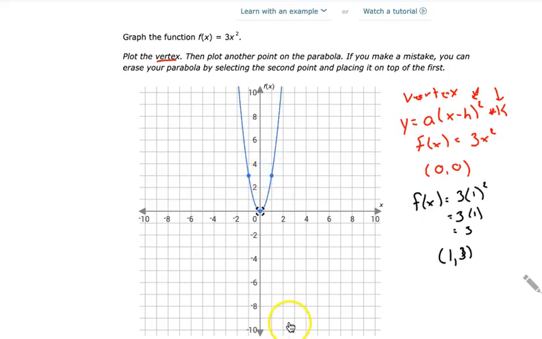Now remember, because it's symmetric, as soon as I add 1 point, or 1 new spot, it's going to automatically mirror it on the other. So my vertex is at 0, 0. The axis of symmetry would actually be x equals 0. And then I have 2 points which mirror each other for symmetry.